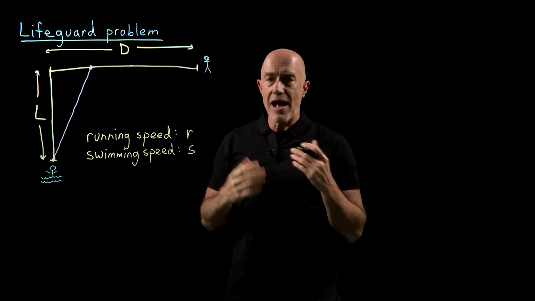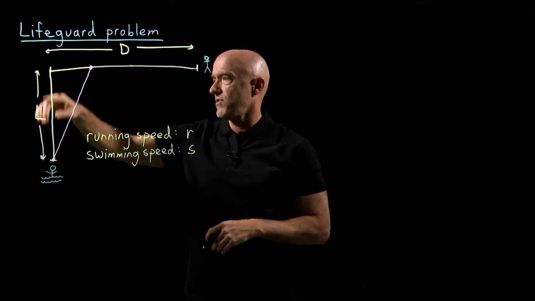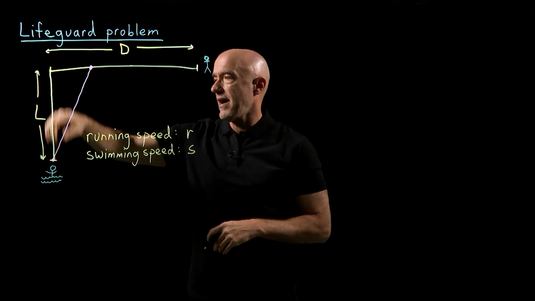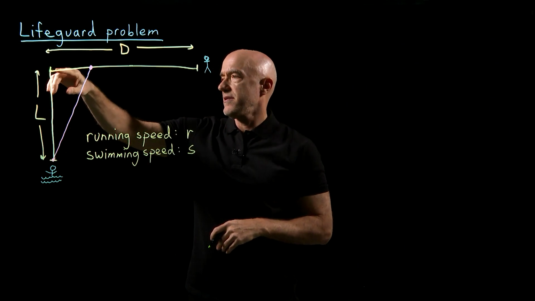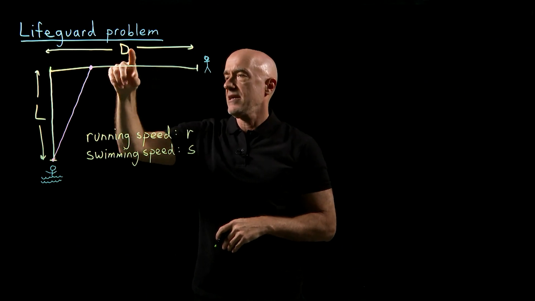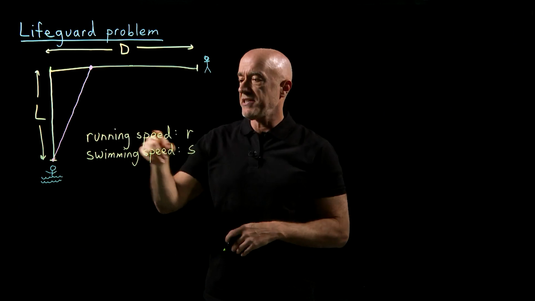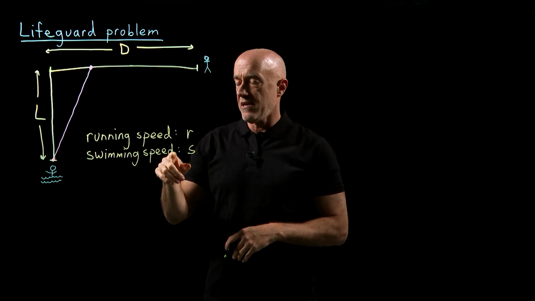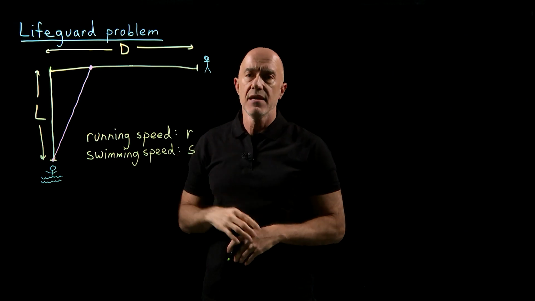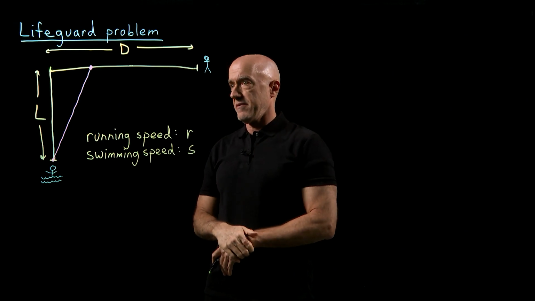We have parameters on the problem. The distance that the swimmer is from the shore is a capital L. And then if we draw the straight line to the shore, the distance from the shore to the lifeguard is a capital D. Two other parameters, the running speed of the lifeguard is little r, and the swimming speed of the lifeguard is little s. And we know that the swimming speed is less than the running speed.